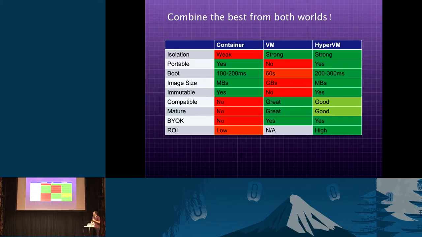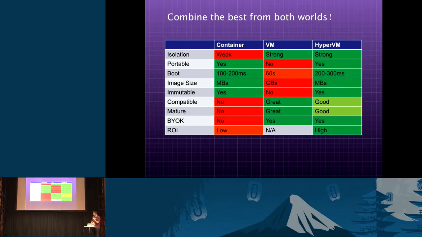Compatibility means whether this allows you to reuse your existing toolchain to manage the runtime. With Docker containers, it's not really compatible. You have to build your own management tools with containers. But Hyper allows you to reuse some of the hypervisor management tools. So it's generally between the traditional VM and Docker. Maturity: because we're using hypervisor technology underneath, it's relatively more mature than Linux containers right now.